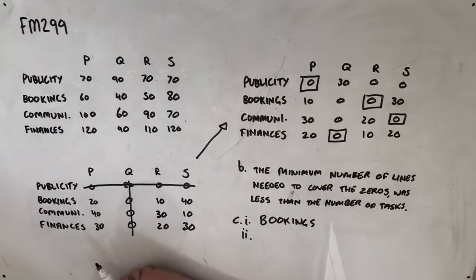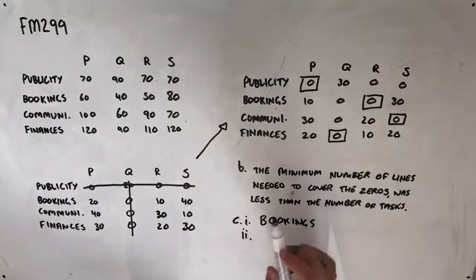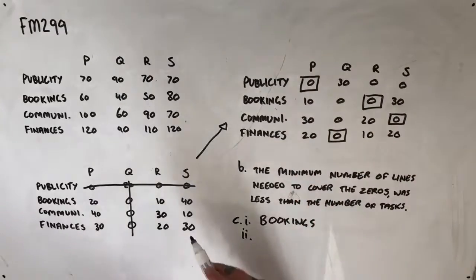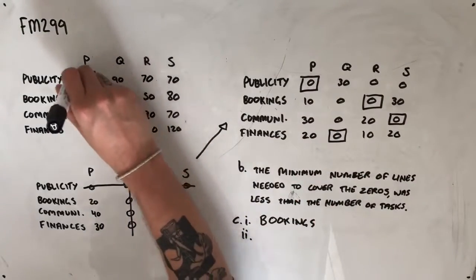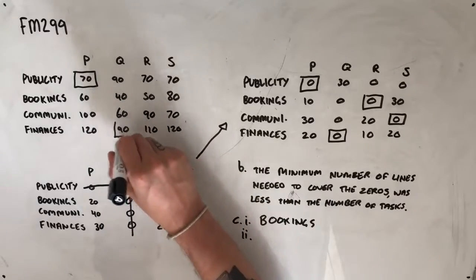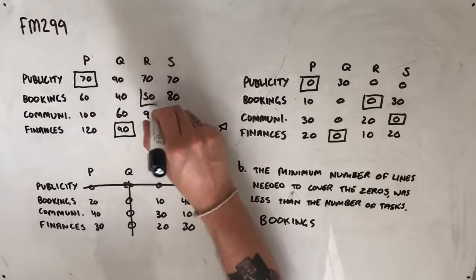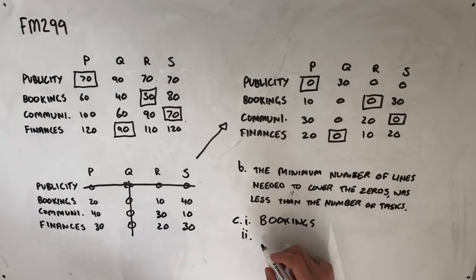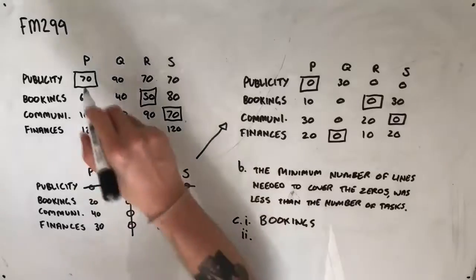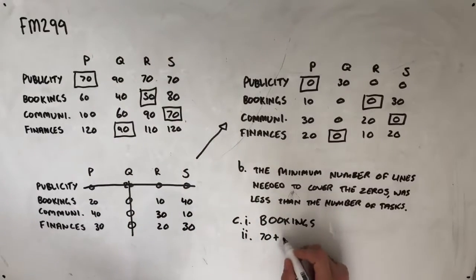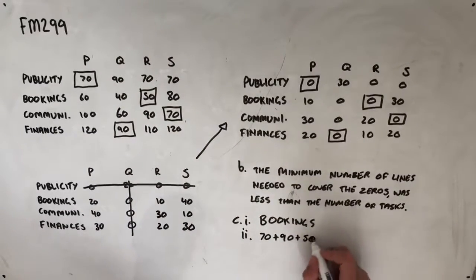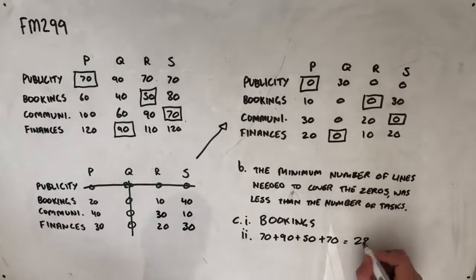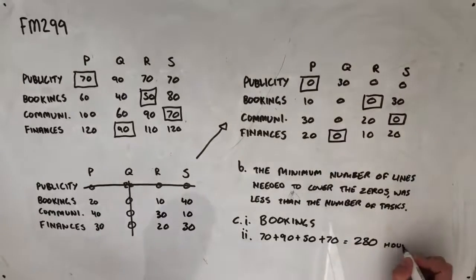Part II goes on to ask us how many hours in total are used to organize for the night market. So looking at these allocations that we've created here, we can actually allocate them back to the original timings, and then by adding all of these numbers together, we should get a final amount of time that it would take to organize for the night market. So we've got 70 plus 90 plus 50 plus 70, which should leave us with 280 hours.